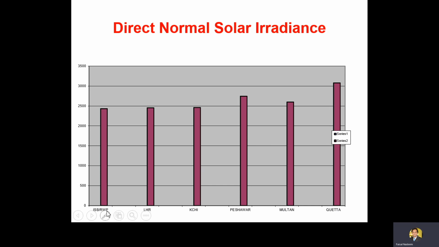However, there are other areas in the country as well, other than these cities, which have good irradiance values. But this graph is just to show how the direct normal irradiance varies with different geographical areas, and in which city of Pakistan the direct normal irradiance value is better as compared to the others. So we can easily see here.